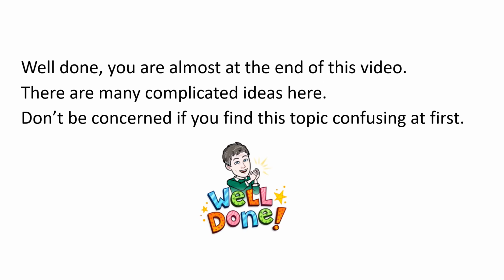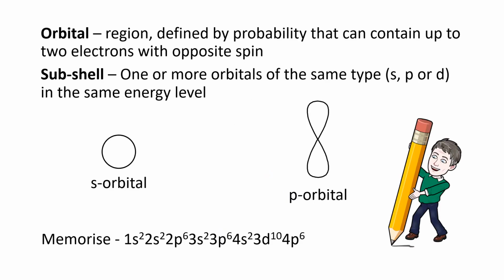Well done, you are almost at the end of this video. There are many complicated ideas here. Don't be concerned if you find this topic confusing at first. Before you move on with your study of electron configurations, you have to be familiar with the definitions of orbital and subshell. Learn the shapes of an s orbital and a p orbital. You could be asked to sketch these in exams. Finally, try to memorize the order of filling of shells: 1s2, 2s2, 2p6, 3s2, 3p6, 4s2, 3d10, 4p6.